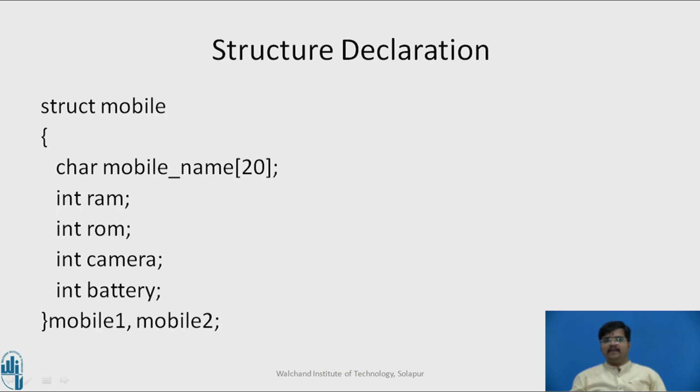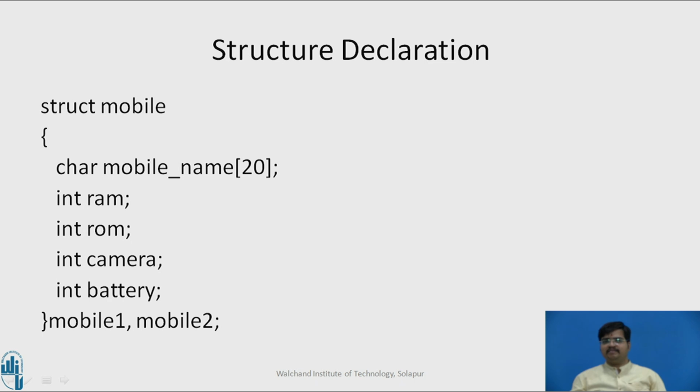After that, we have declared one structure here, struct mobile. In that we have defined 5 different variables: character mobile name of size 20, int RAM, int ROM, int camera, int battery, and after the curly brackets, we have written 2 names, mobile1 and mobile2. Mobile1 and mobile2 are structure variables. They can be used to access all these kinds of data.